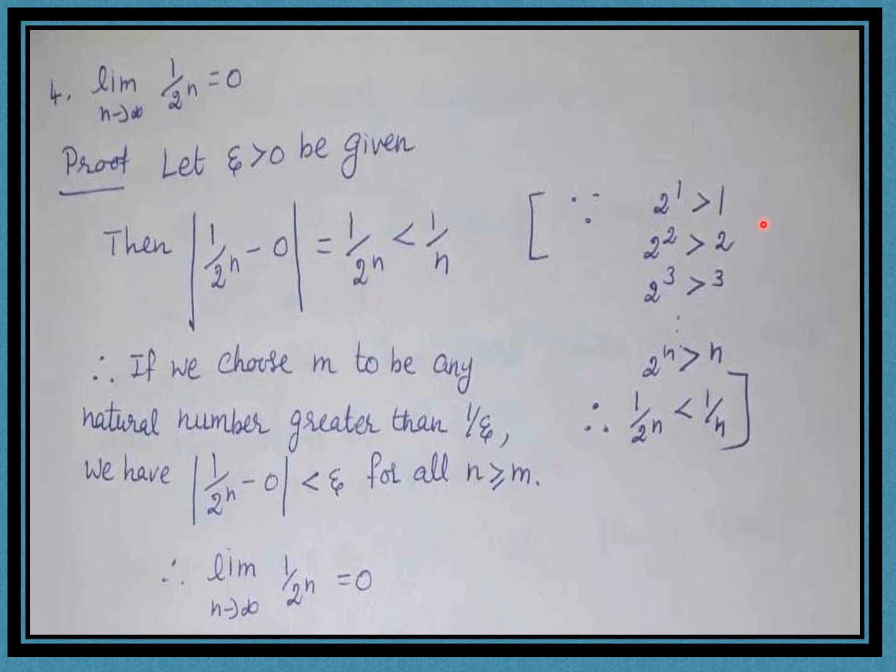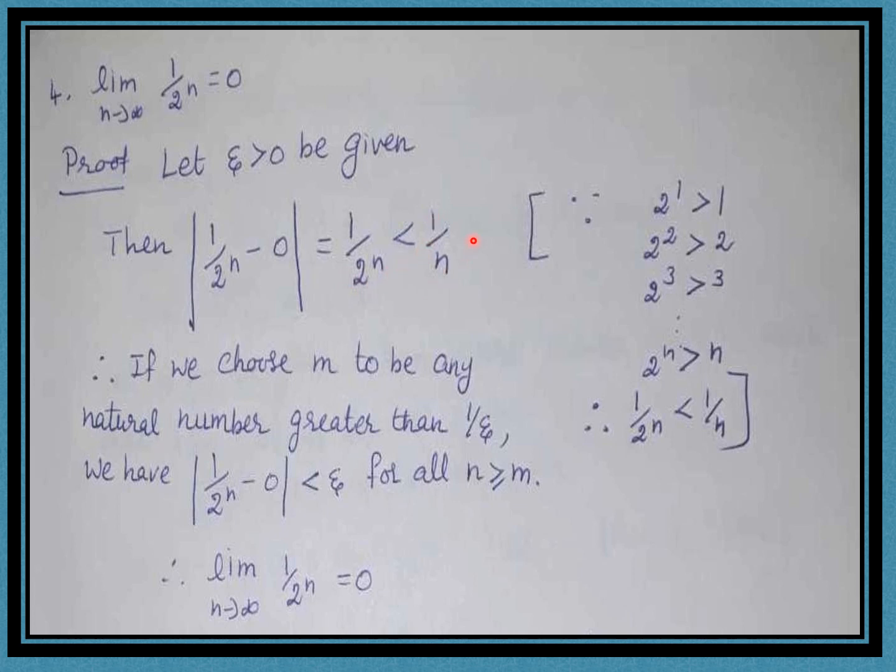Now come here. We know that 2 power 1 is greater than 1, 2 power 2 is greater than 2, 2 power 3 is greater than 3, and so on. Therefore, we have 2 power n is greater than n. When we take the reciprocal, we get 1 by 2 power n is less than 1 by n.